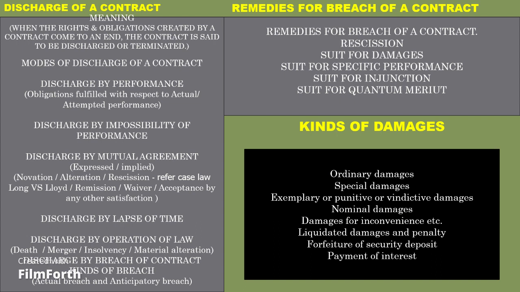Next point. Exemplary or punitive or vindictive damages. These damages are awarded only in the following two cases. 1. Breach of a contract to marry. The damages shall be calculated on the basis of mental injury sustained by the aggrieved party. 2. Unjustified dishonor of a check. The damages shall be calculated on the basis that the lower the amount of the check, the greater will be the damages.